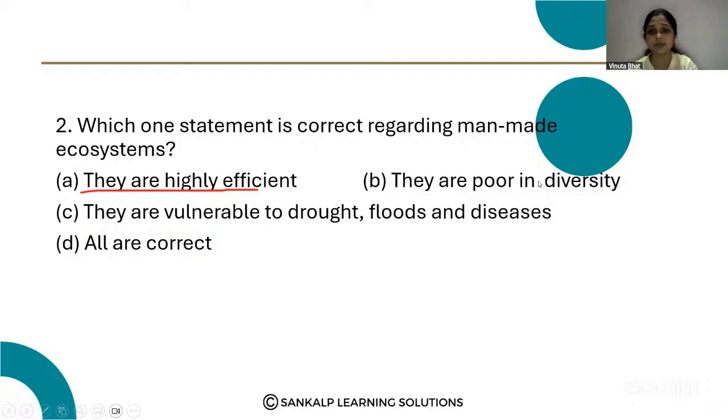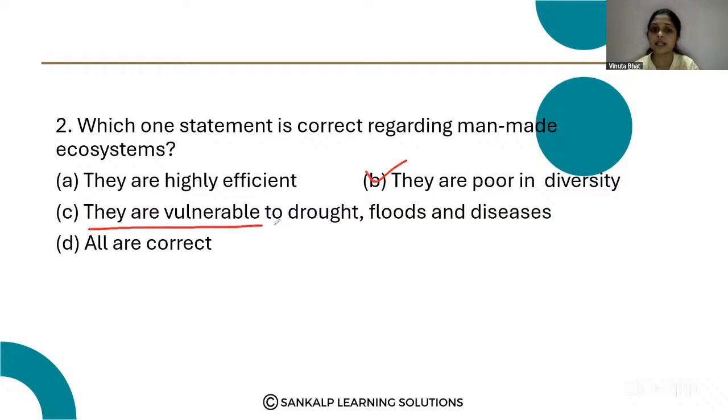They are poor in biodiversity. Yes, that is the correct statement. They are poor in biodiversity means the types of different organisms in that particular ecosystem are very few. So that is the correct statement.